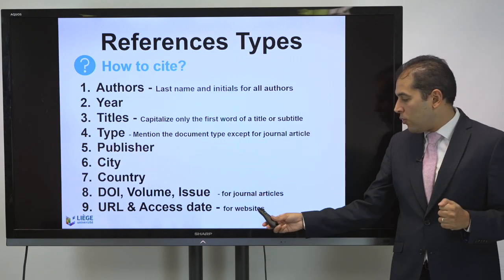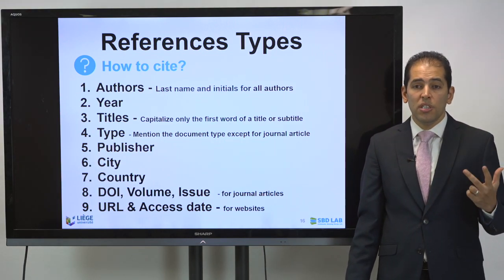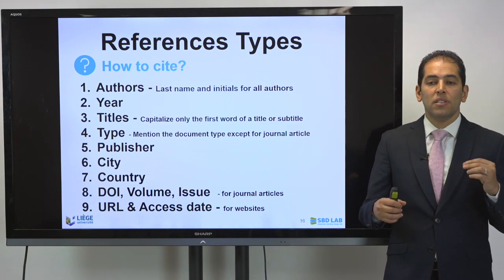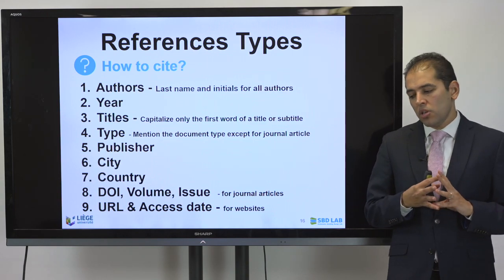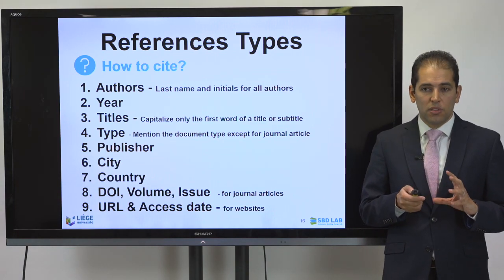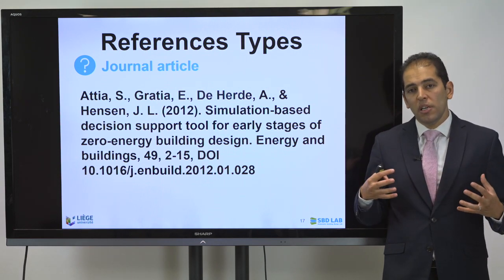And then if we're having a website, then we must mention the URL and the access date, meaning the unique reference link and the access date for the website. So those are general characteristics for citation of any reference. Now, I'm going to show you some examples of ideally cited references.